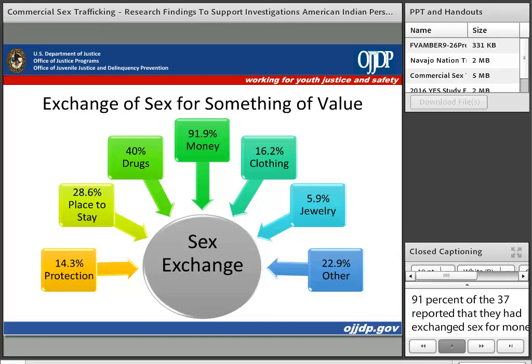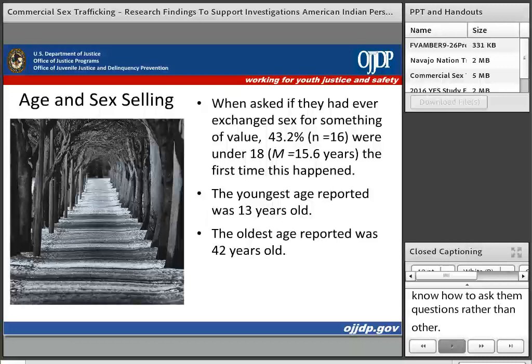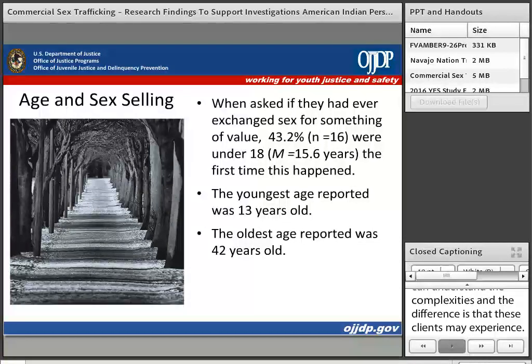We have a case that our Bureau of Indian Affairs reported about, in a community not too far out of Arizona, where a person was exchanging sex. Her husband was forcing her to exchange sex so they could pay for firewood. So it was a straight exchange for the firewood for the winter. So we don't know how to nuance that. We don't know how to ask other questions other than "other," and how could we nuance that in a way that we could understand some of the complexities and differences that these clients may experience.